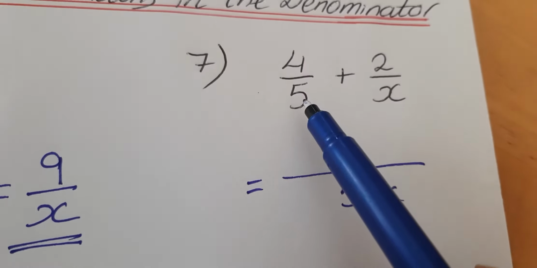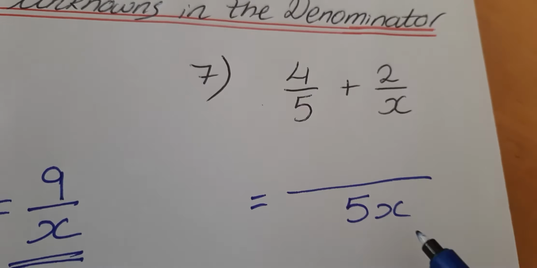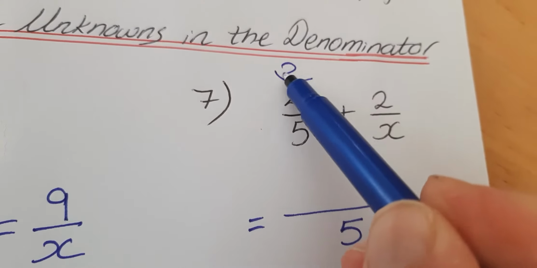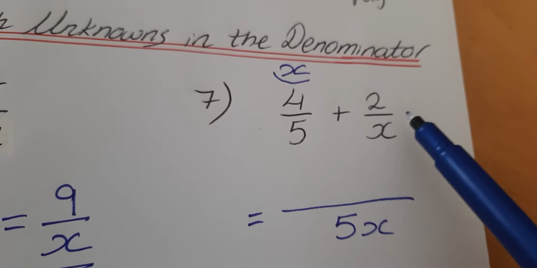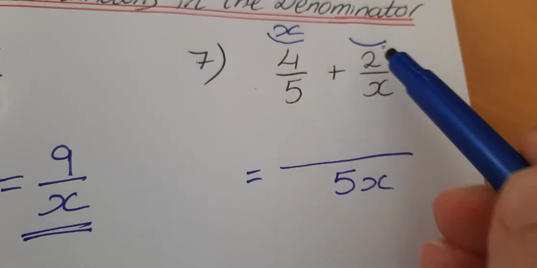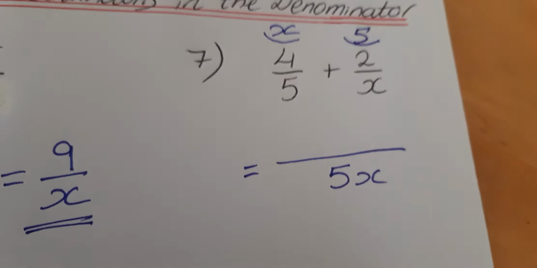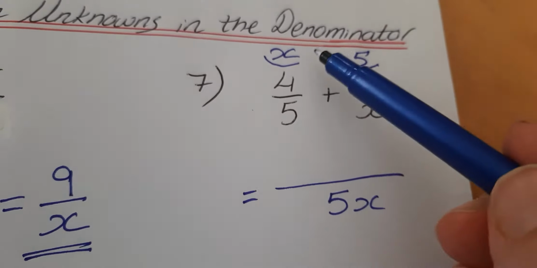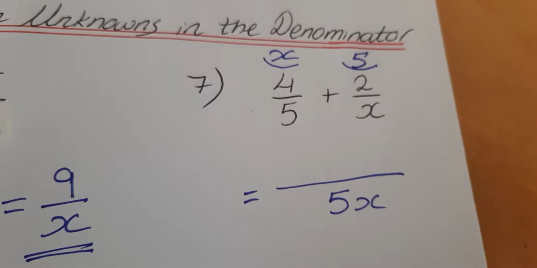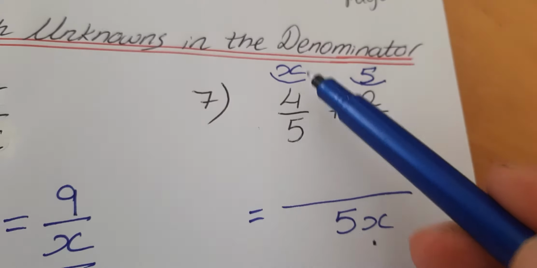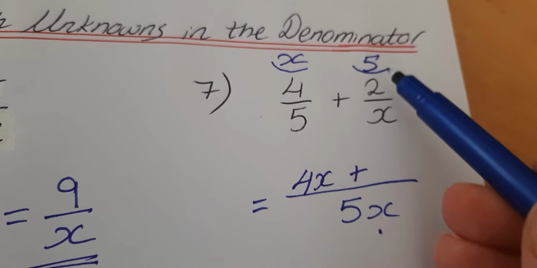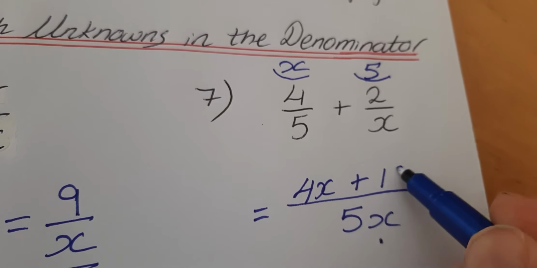Now, what do I multiply 5 by to end up with 5x? 5 times x will give me 5x. What do I multiply x by to end up with 5x? x times 5 will give me 5x. Now we multiply the numerator with whatever we had multiplied the denominator by to end up with this new denominator. So x times 4 is 4x plus 5 times 2 is 10.